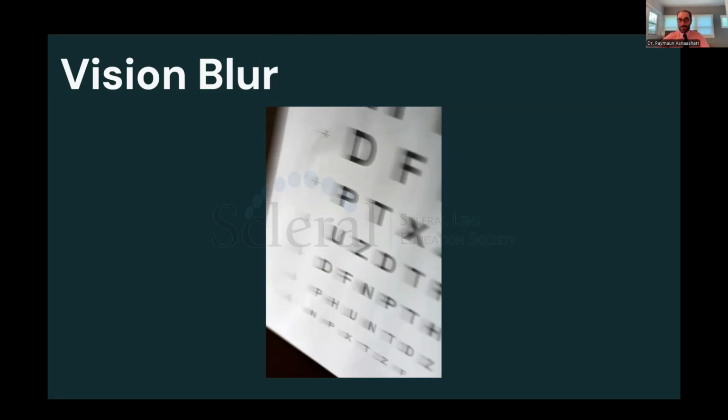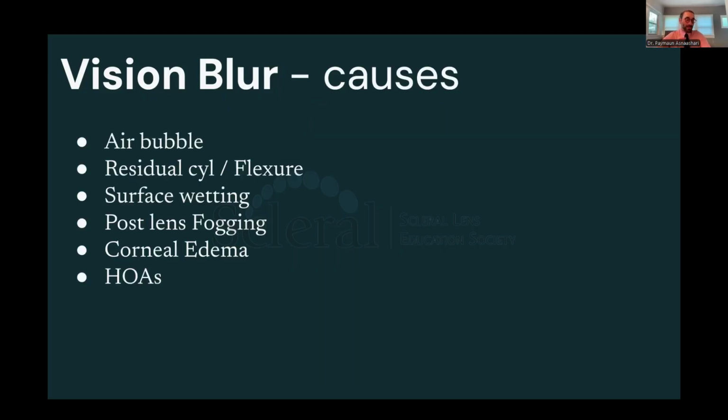So this can present as a complication when you fit scleral lenses. This has certainly happened to me, and I've scratched my head multiple times about why the vision is not good. But this will be something that you'll come across. So here are some common issues with vision blur. Number one, it could be just an air bubble. If a patient puts them in and it's immediately blurry, check for an air bubble because that will interfere with the vision.